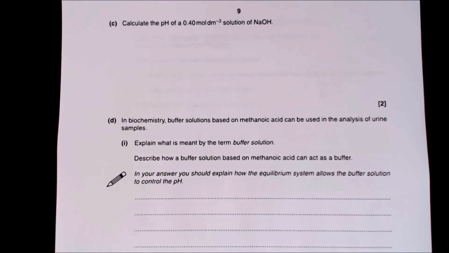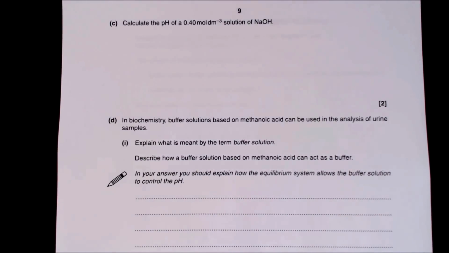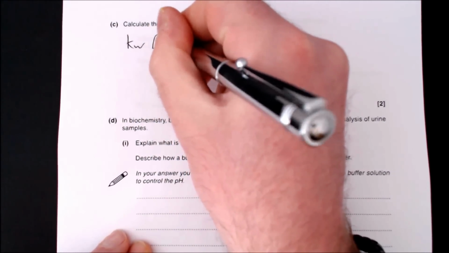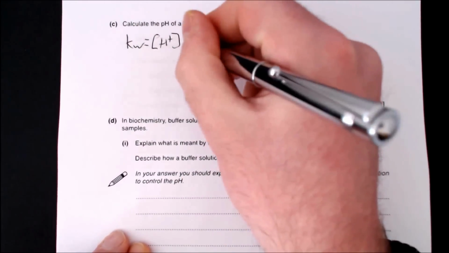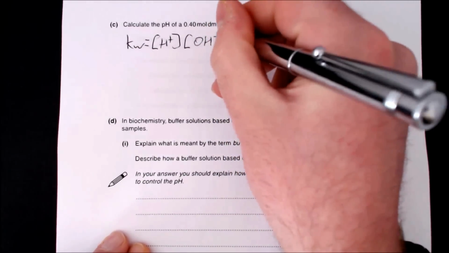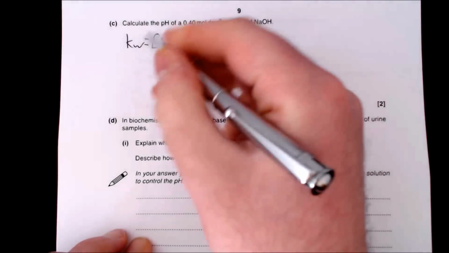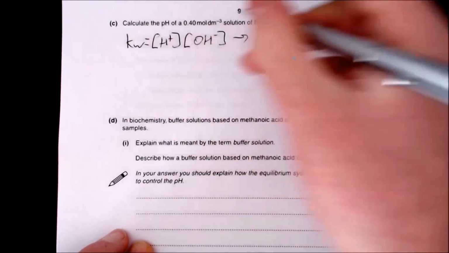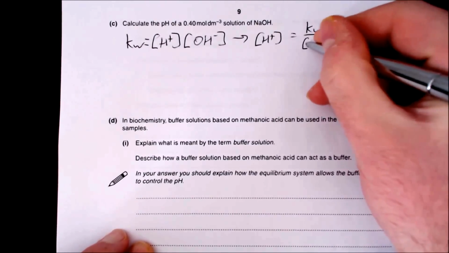Okay, so then it says calculate the pH of a 0.4 mole per dm cubed solution of sodium hydroxide. So because it's an alkali, we have to use the Kw expression. So Kw, and then because Kw actually contains H plus and OH minus. Remember, if we want to work out pH, we need to work out H plus. That's really, really important. So to work out the pH of an alkali, we need to use the Kw expression. So if we rearrange that, we can get the H plus bit. So like this. So the concentration of H plus is going to be Kw over the concentration of OH minus.